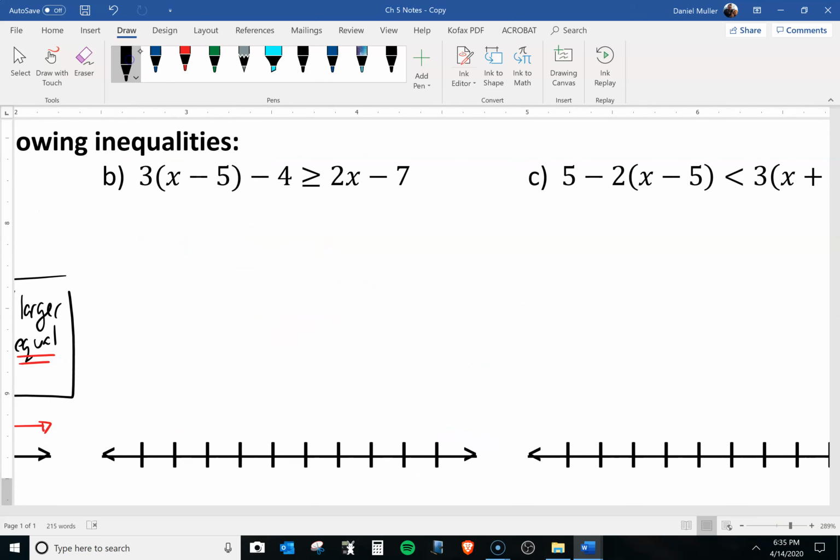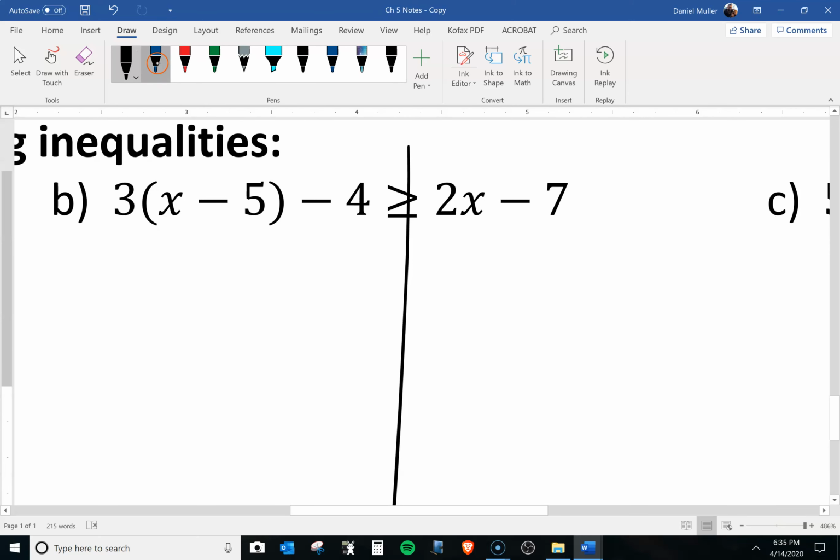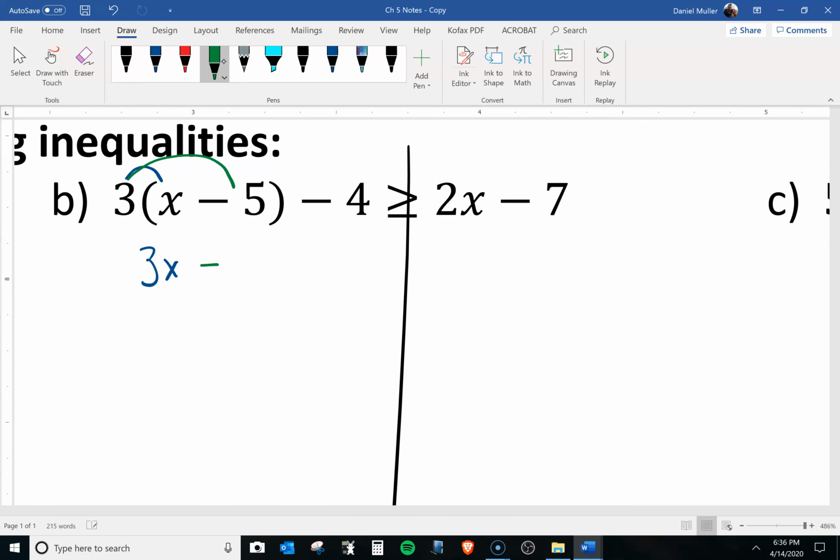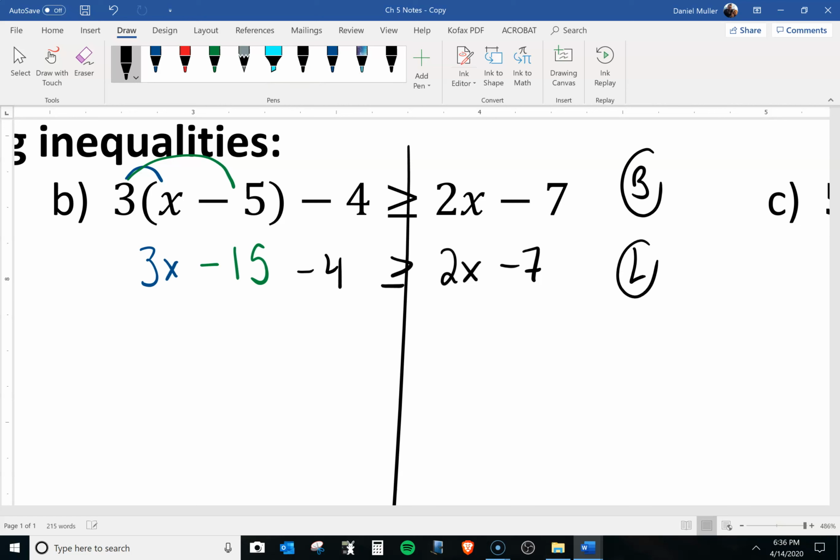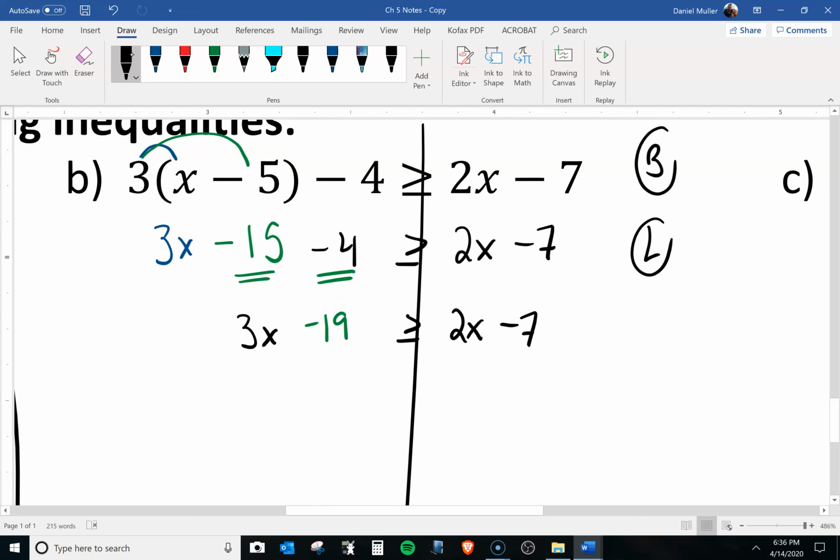Now, for b, we got brackets again. So 3 times x would be a 3x. 3 times -5 would be a -15. And then you got the -4, you got the symbol, you got the 2x, and the -7. So that was our b. Now, do we have any like terms? Yes, we do. We've got the -15 and -4 for a total of -19. So we got the 3x there, we got the symbol, we got the 2x, we got the -7, but we had the 15 and 4 to get 19, of course negative.